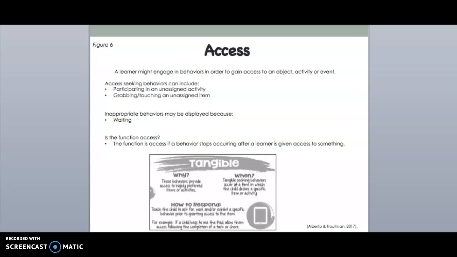A learner might engage in behaviors in order to gain access to an object, activity, or event. Receiving access to something will increase the future rate or probability of the learner engaging in that behavior again. Examples of access-seeking behaviors are participating in an unassigned activity or grabbing an unassigned item. Inappropriate behaviors may be displayed because the learner struggles with waiting for preferred items or activities. The function of a behavior may be access if a behavior stops immediately after the learner is given access to something that they requested or attempted to obtain.